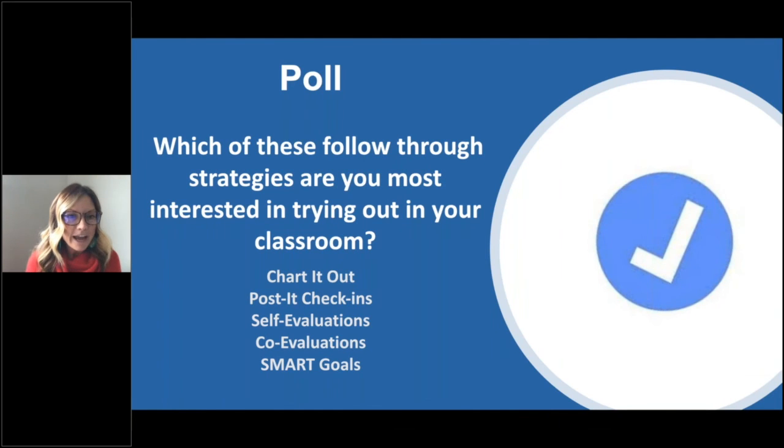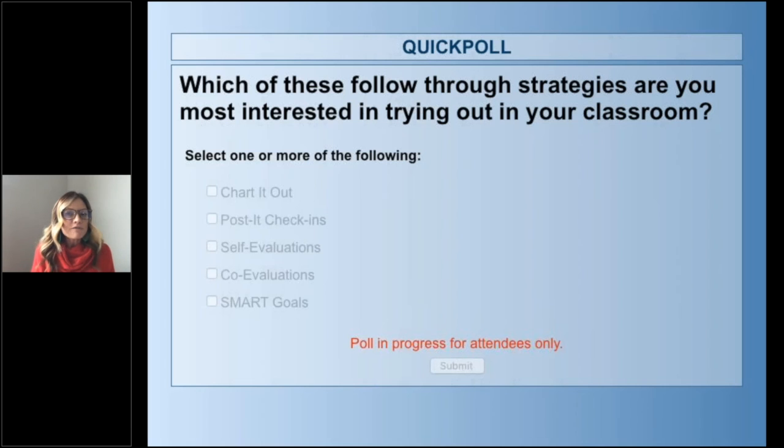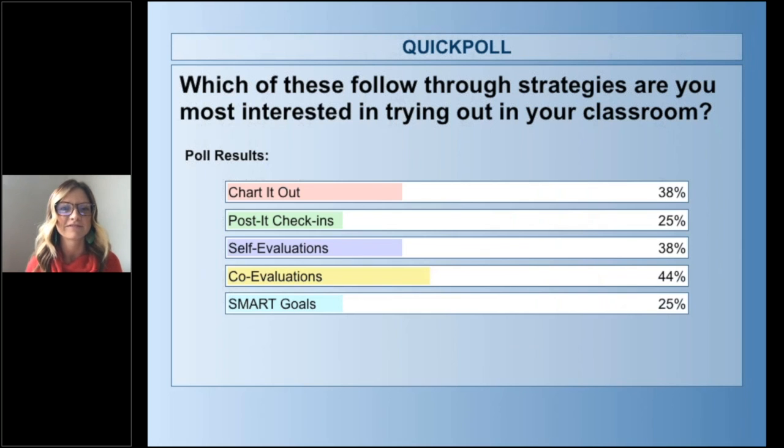So the last question we have today is, which of these follow-through strategies are you most interested in trying out in your classroom? Go ahead and select one or more of the following: the charted out, the post-it check-ins, the self-evaluations, co-evaluations, or the SMART goals. So the results. It looks like co-evaluations leads the charge at 44%. And then we have self-evaluations and charted out at 38%. And then post-it check-ins and SMART goals are both at 25%.